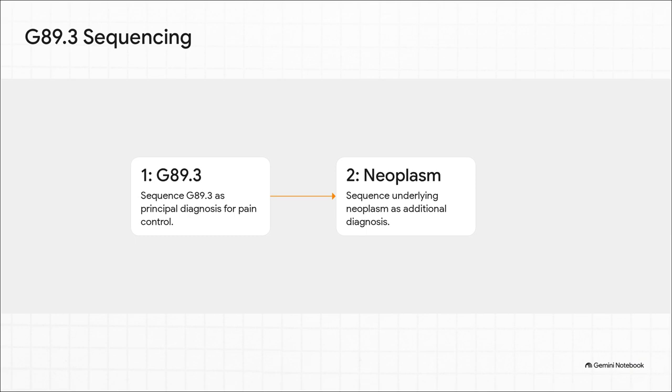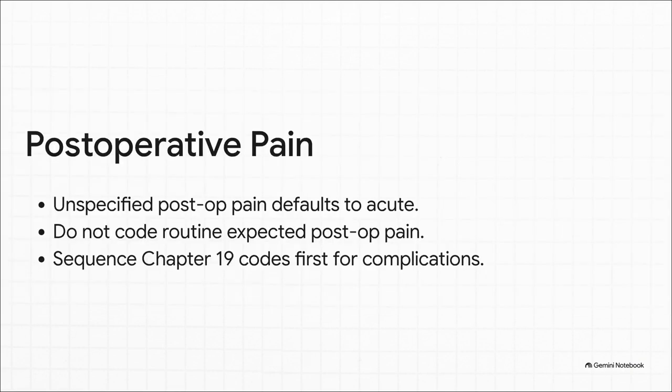You simply sequence G89.3 as the principal diagnosis, and then you sequence the underlying active neoplasm code right behind it. That G89.3 code tells the entire story of the symptom.